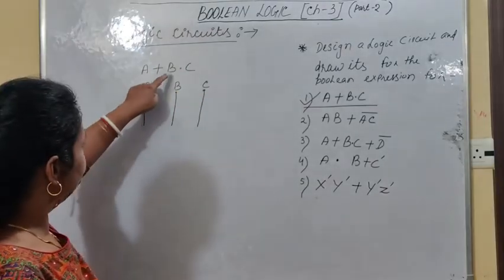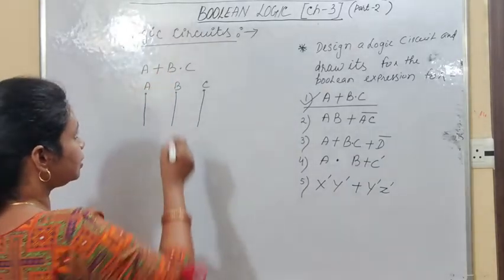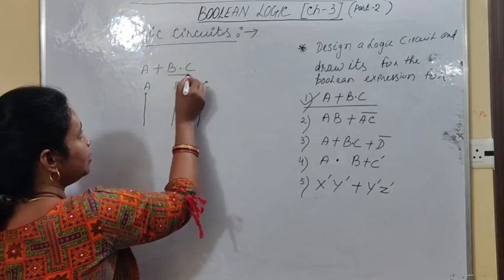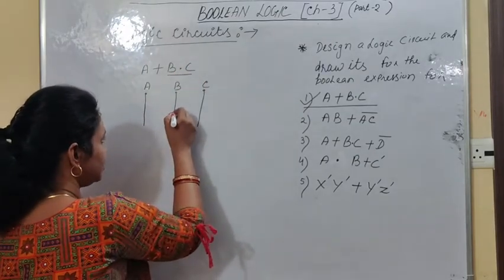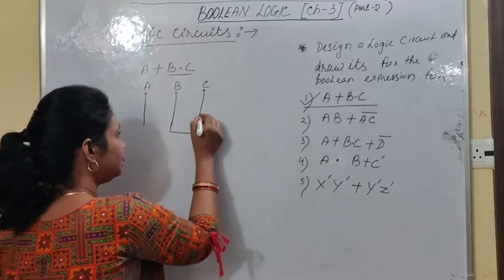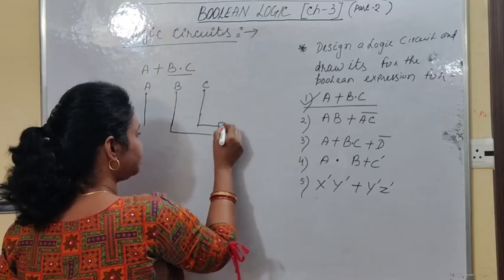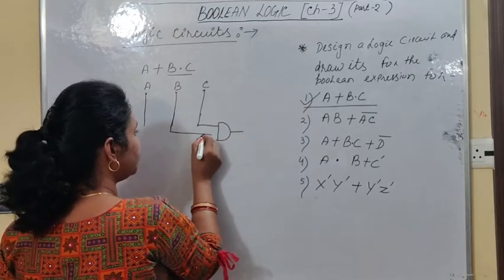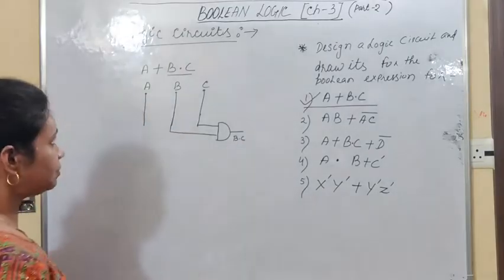Now students, you can see here, this is one term, this is another term, this is one sub-expression. So here first you need to implement this gate. Here the dot operator is there, that means an AND gate. So now you have to implement the AND gate between the B and C signals, right? So this is the output of B dot C. Here you can write the name, that is B dot C. So this is one sub-expression.